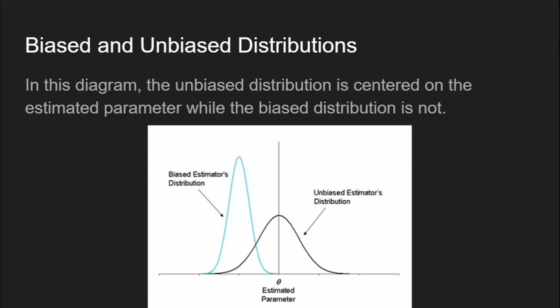Let's take a look at this diagram, which shows an example of an unbiased and a biased distribution. The unbiased distribution is shown in black, while the biased distribution is shown in blue. The unbiased distribution is centered on the estimated parameter, while the biased distribution is not.